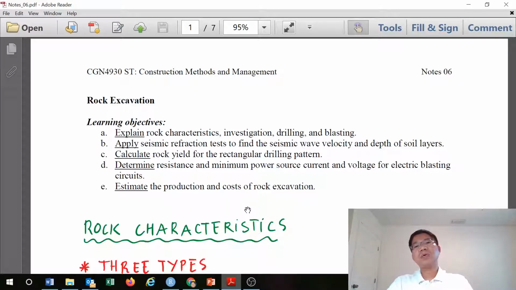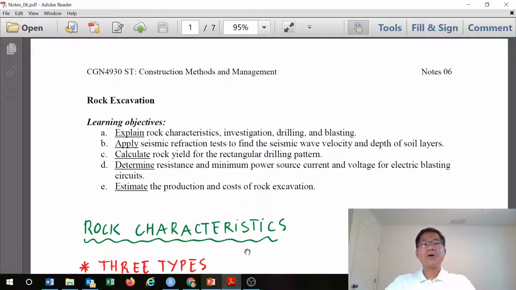We learn 2 drilling patterns. We will talk about that in the later videos. And then we determine the resistance and minimum power source currents and voltage for electric blasting circuit. And the last one, estimate the production in terms of bank cubic yard per hour, bank cubic yard per hole of drilling, and the cost of the rock excavation.